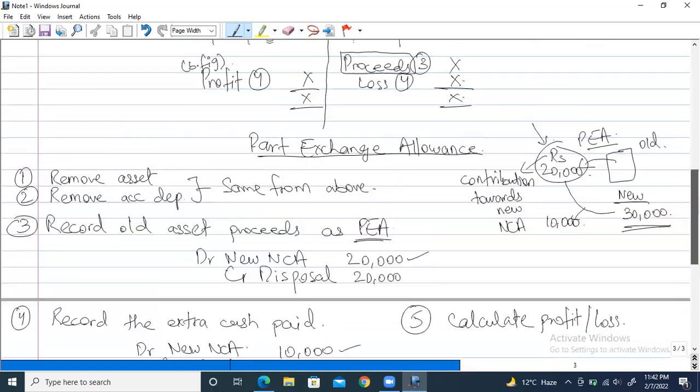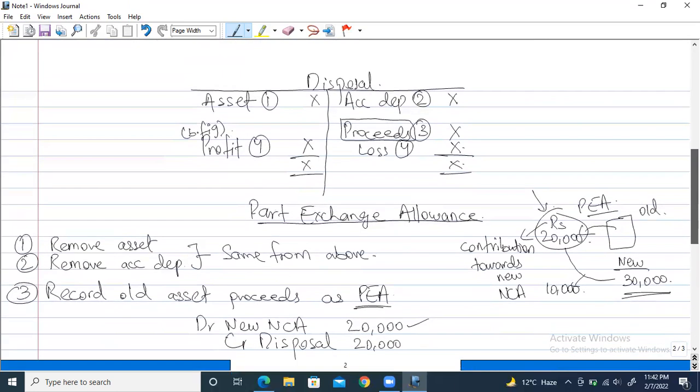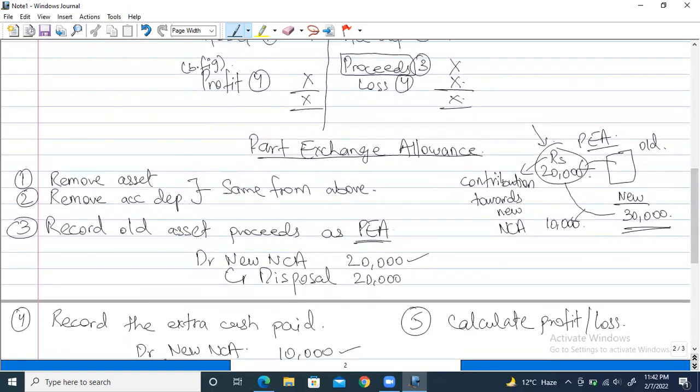Again, the same account is over here. There is no difference at all. Only remember there is one difference. Step 1 and step 2 are the same. We have to remove the asset, remove the accumulated depreciation. The third step is that instead of receiving the cash, the old asset proceeds are called the part exchange allowance.